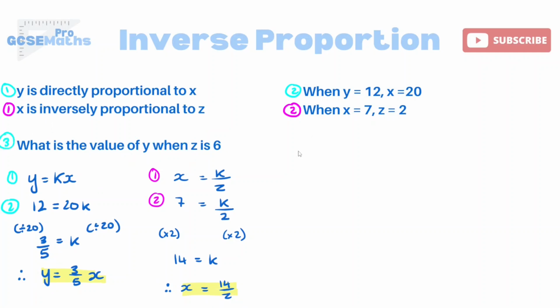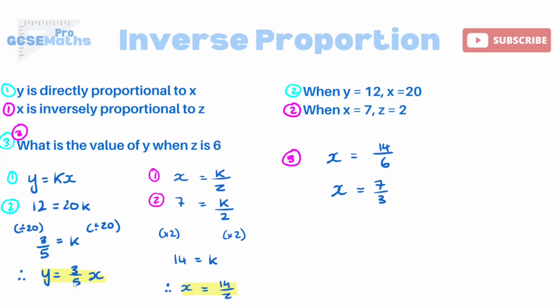Step 3, they've given me z is 6. So really I have to start with the second equation, don't I? So I'll put step 3 in both colours. Step 3, we have to start by substituting in z is 6, which means using this second equation. So I've got x equals 14 over 6. What does that simplify to? 7 over 3.